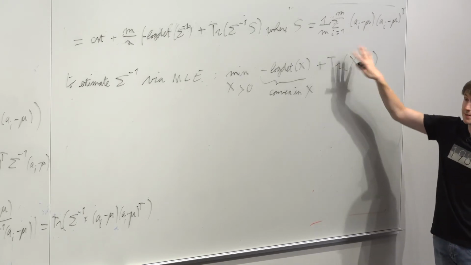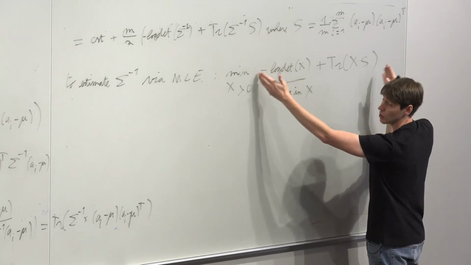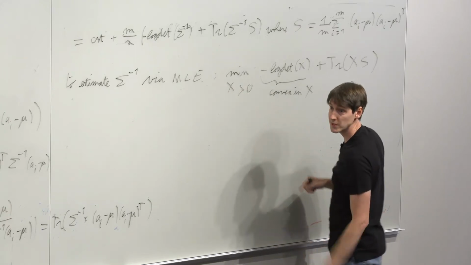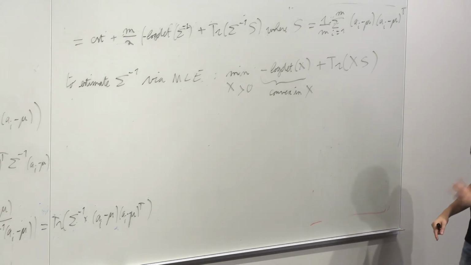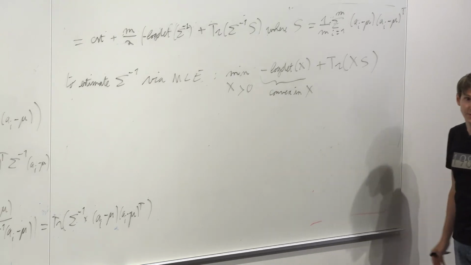But the point is, you see, this is a convex optimization problem. I have a convex function, and it's subject to a convex constraint, the constraint of being positive semi-definite. Okay? So this is a certain convex set, and I'm restricted to this convex set in my estimation.